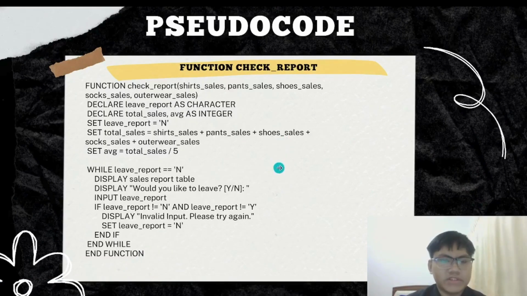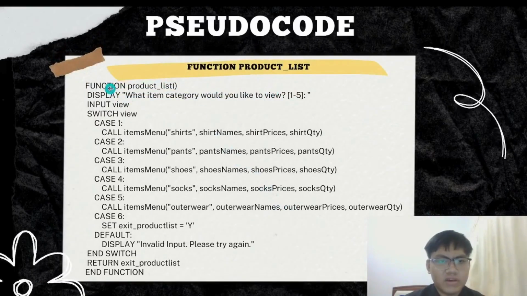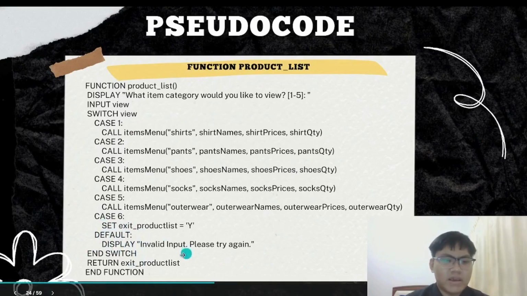So next up is the function check report. It takes in all these values. There's declaration and calculation here, and then it displays the sales report table, and then asks if the user wants to leave or not. Next up is the function product list. It shows what category of items they would like to view, from 1 to 5, and then 6 if they want to exit, and if it's invalid, it'll tell them an invalid input.